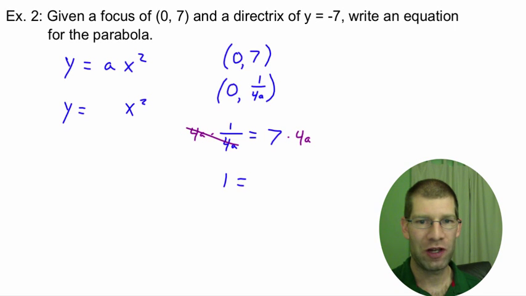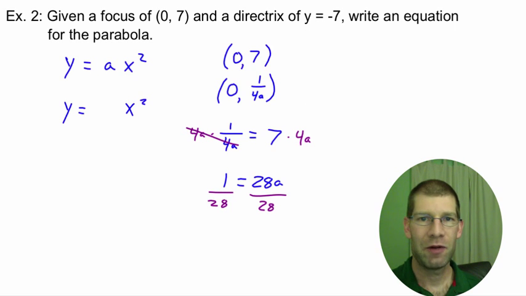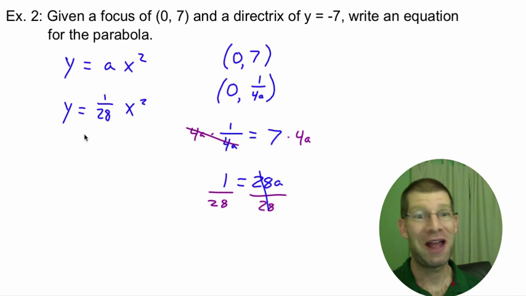So I'm going to say now I have 1 equals 7 times 4 is 28, so 28a. And then from there I could just say, well, I want to get a by itself, so I divide by 28. And when I do that, those cancel out. So a is 1 over 28. So the equation for a parabola, centered at the origin, opening upward, with the focus up 7 from the origin, and the directrix down 7 from the origin, would be y equals 1 over 28 x squared.